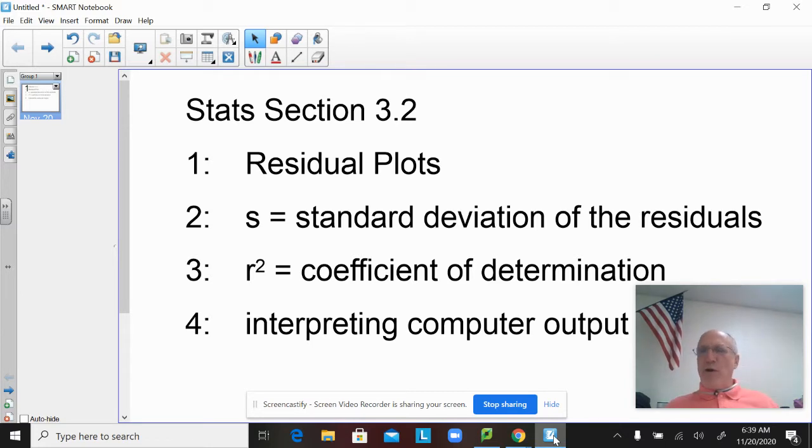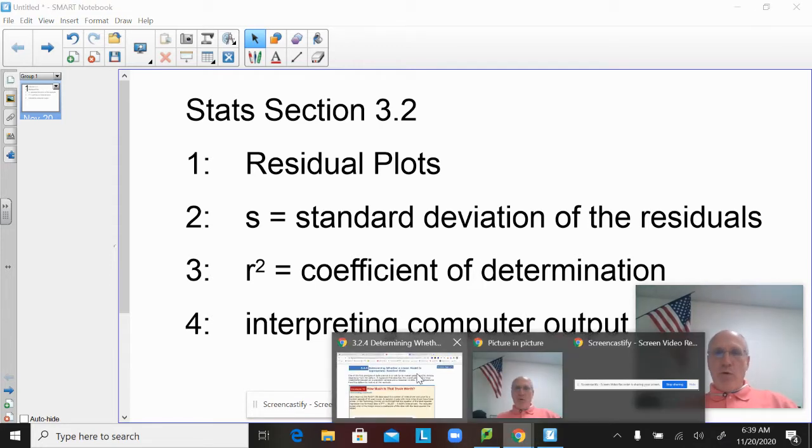And then we have computer output that either the book or the AP test will give you. You just have to know kind of what numbers are where. So let's start with residual plots. Okay. So we're going back here.